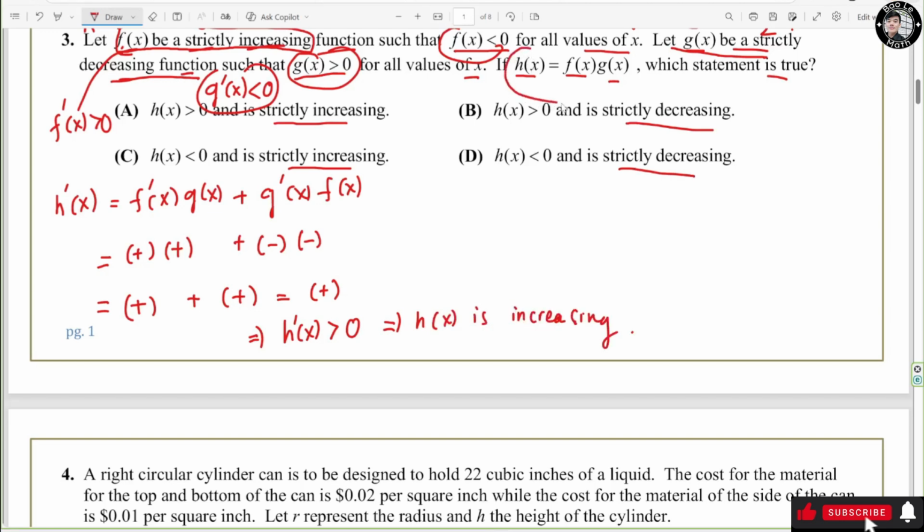If we look at this one right here, h of s equals f of s times g of s, but f of s is less than 0 right here, right? And g of s is greater than 0 right here, right? So this one should be negative, which is less than 0, right? So h of s less than 0, we need to eliminate a and b, right? And then h of s should be increasing, right? Less than 0 and increasing, the answer must be C.